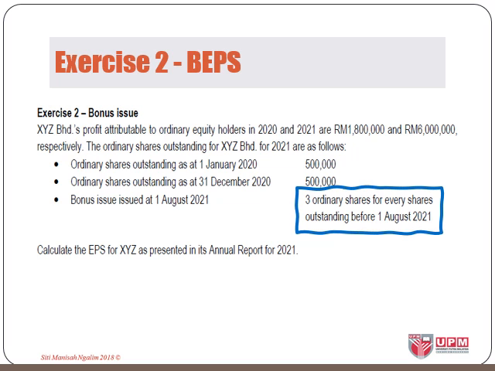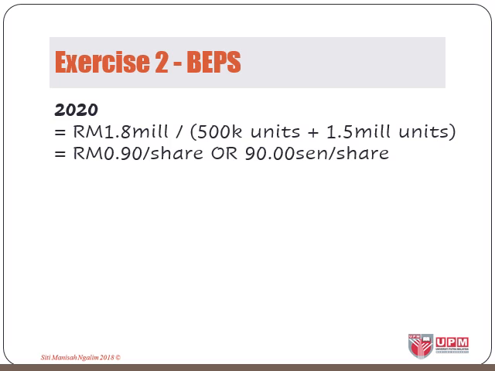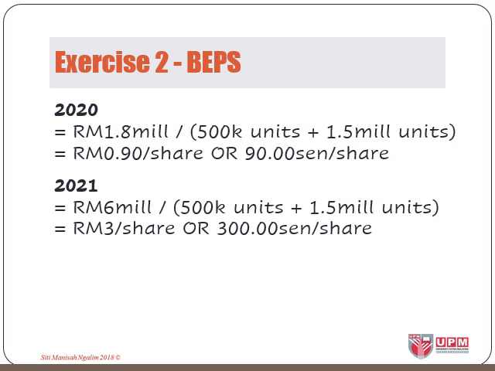Note that the bonus issues is given at 3 ordinary shares for every shares outstanding before 1st August 2021. So the additional shares from the bonus issue will be 500,000 times 3, which results in 1.5 million new shares. So for the year 2020, we have 1.8 million relevant profit after tax, and divided that by 2 million total units of shares, we get 90 cents per share. For the year 2021, we have 6 million relevant profit after tax, and divided that by 2 million total units of shares, we get 3 ringgit per share.